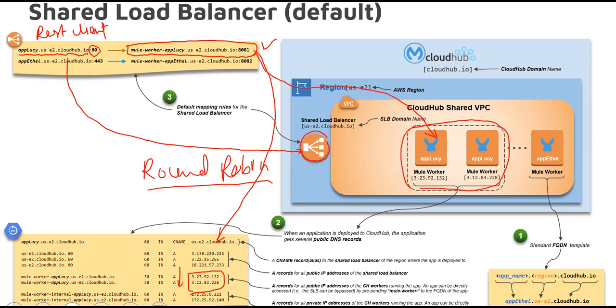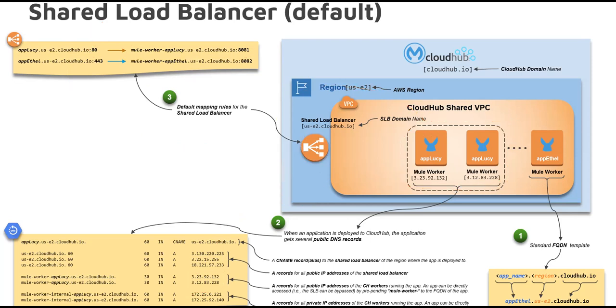So first, 132 will be picked. Then if a second request comes, it will go to 228. Then when the third request comes, it will go to 132, then again 228. So one by one, it will uniformly distribute the load. Only if your URL is getting resolved into more than one IP address will round robin come in. If you deploy the app on a single worker, round robin won't come into the picture. Okay, so point number three, let me clear my slide again.